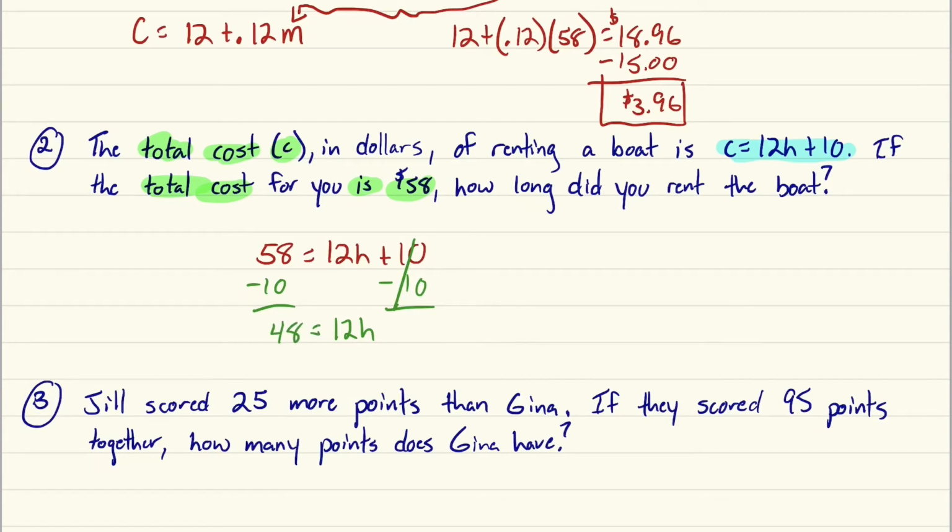And then we divide both sides by 12. On the right-hand side, the 12's cancel. That leaves me with H. 48 divided by 12 is 4. So we know that we rented the boat for 4 hours. Just like that. Okay, number 3.